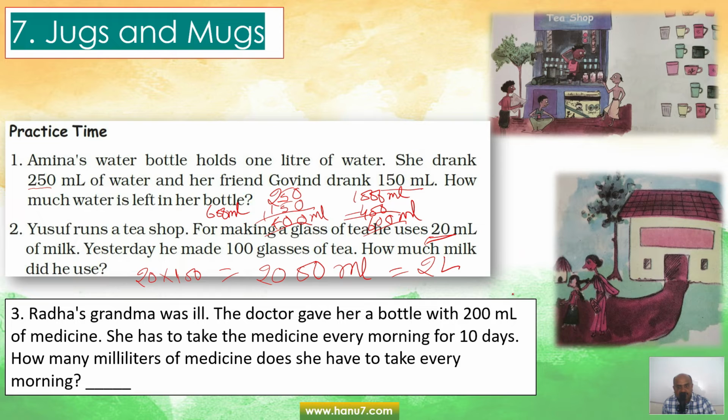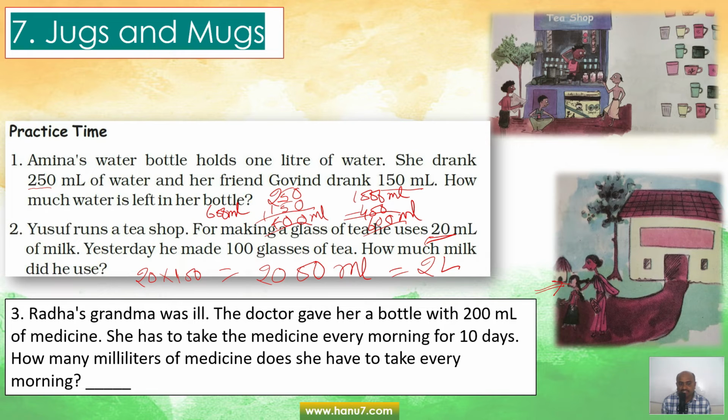For making a glass of tea he uses 20 ml of milk, and for making 100 glasses of tea he used 2 liters yesterday. And you can see here she is Radha, the small girl, and her grandmother. Her grandmother got some health issue, so she is taking her grandmother to hospital. So Radha's grandmother was ill. The doctor gave her a bottle with 200 ml of medicine. She has to take this medicine every morning for the next 10 days.